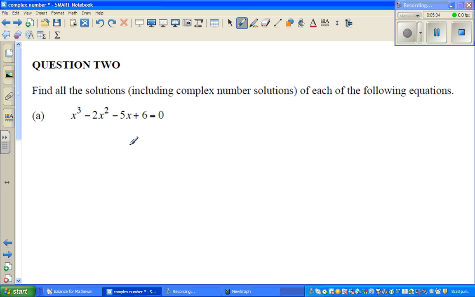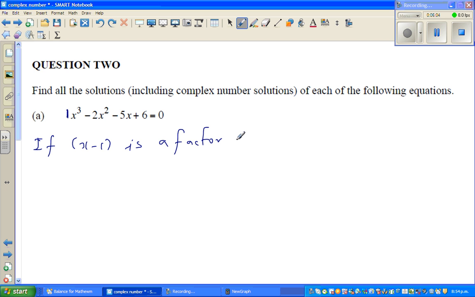So here one technique is to do it by trial and error. You can start by asking whether x plus 1 is a factor. Okay, so this is a rule again. If x minus 1 is a factor, then the sum of the coefficients 1, minus 2, minus 5, and 6 will become 0.